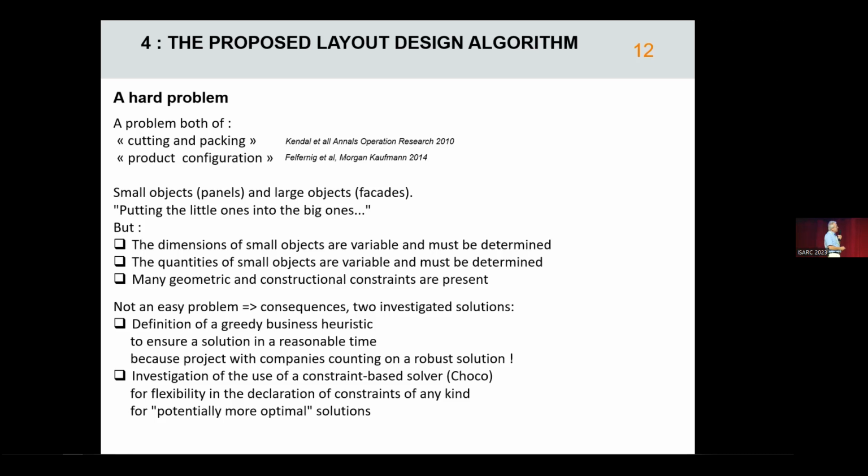Plus, many geometric and constructional constraints are present. For example, a window should have a certain distance inside the panel for rigidity, and many constraints like that. Things are explained in the paper. So it's not an easy problem. Consequently, we were obliged to investigate two kinds of solutions. A robust one, because companies are waiting for an algorithm, and for us, in terms of scientific research interest, we were much more interested in a constraint-based solution. So anyway, we have to do it.